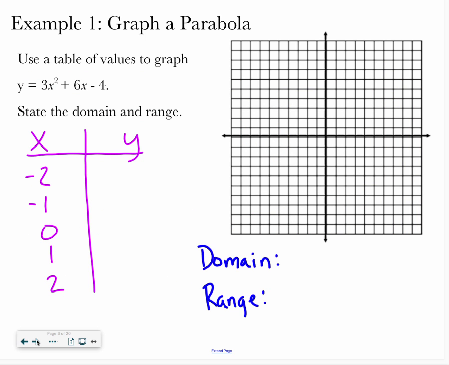Okay, so let's talk about graphing a parabola first. Let's practice using a table of values in order to graph the equation y equals 3x squared plus 6x minus 4. Then we want to state the domain and range. So let's start by graphing it.